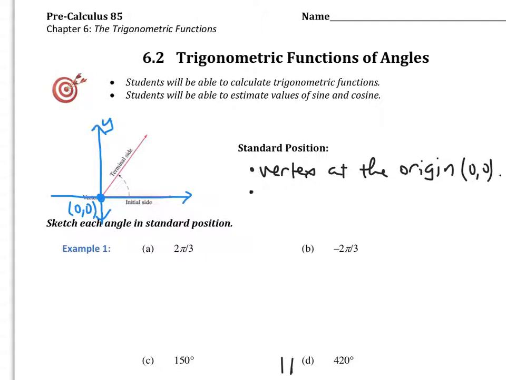Second part is that the initial side, which you see labeled in the picture, will always be the positive side of the horizontal axis. Okay, so the initial side will always be on the right. Okay, it'll always be on the positive side of our graph.